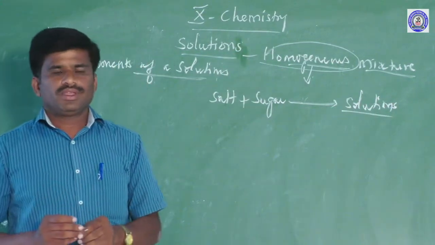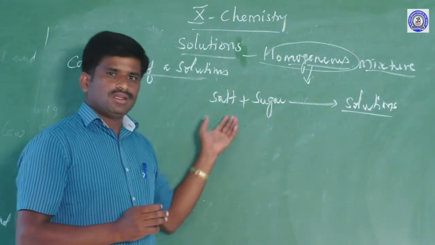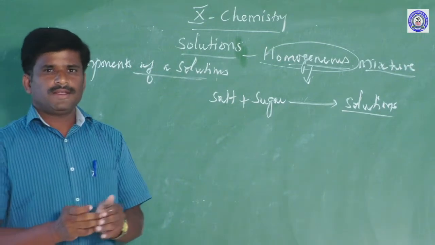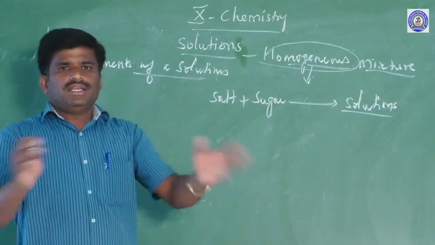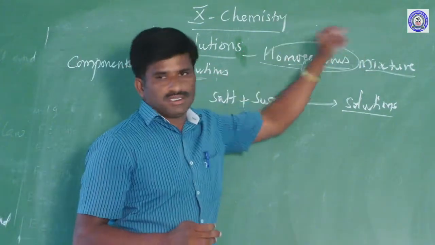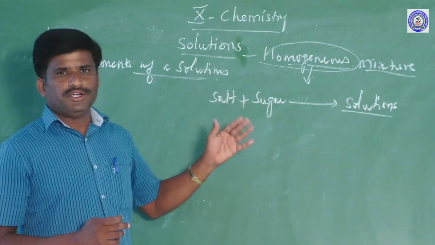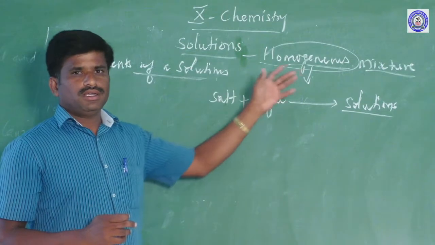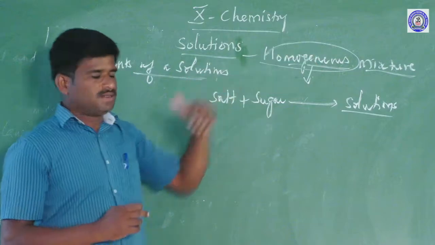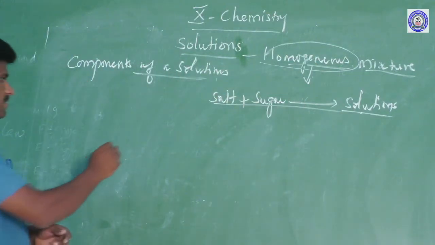After that, can we separate the solution into its different components, sugar, salt and water? It is not an easy way. We cannot separate such components easily. Such solutions are called homogeneous mixtures. We cannot easily separate out the components into salt, sugar and water. Such a mixture is called homogeneous. In a simple way, we can define the solution.